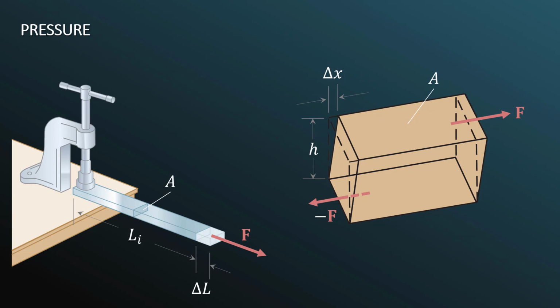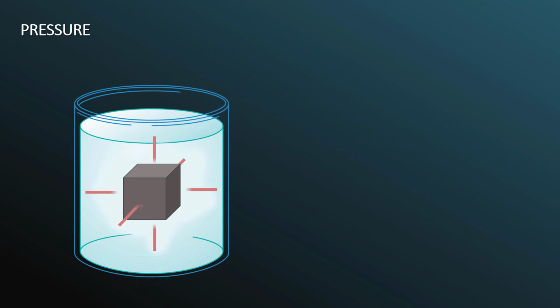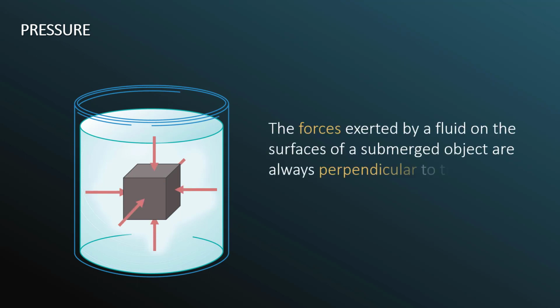The only stress that can be exerted on an object submerged in a static fluid is one that tends to compress the object from all sides. In other words, the force exerted by a static fluid on an object is always perpendicular to the surfaces of the object, and that is important for the discussion that follows. The forces exerted by a fluid on the surfaces of a submerged object are always perpendicular to the plane of the surfaces of that object.